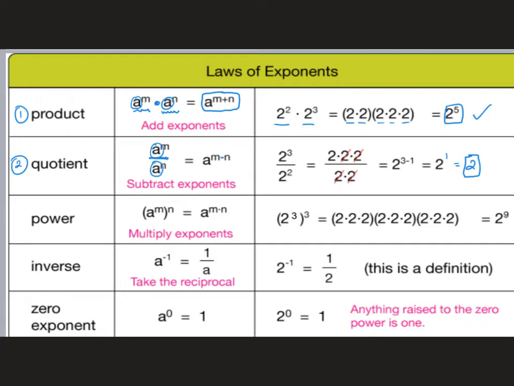And if I was to write this out the long way, 2 cubed is 2 times 2 times 2, and 2 squared is 2 times 2. I can cancel two 2's from both the top and the bottom of this fraction, and I'm left with, again, 2.